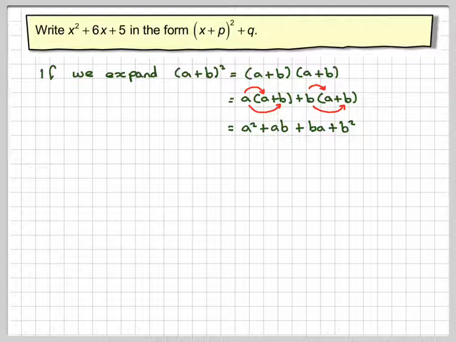Now that becomes a squared. Now the middle bit here will become 2ab. Now it's quite important, that 2 is quite important when we come to do this process here, plus b squared.